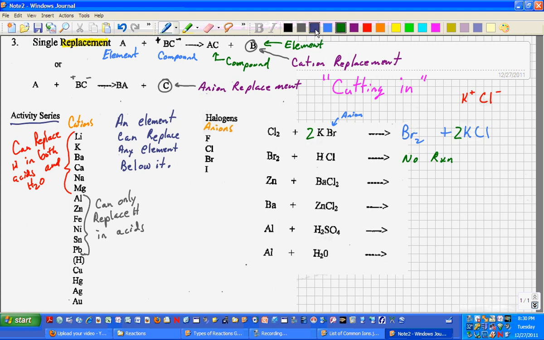I've got zinc reacting with barium chloride, so I'm going to look up zinc. Here's zinc here, and zinc can only replace anything from its list here, so it's going to try to replace the barium. This is a cation replacement. Barium is up here. So my question is, barium below zinc? The answer is no. So again, this will be no reaction.